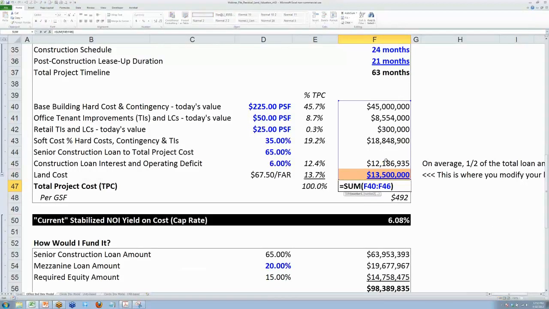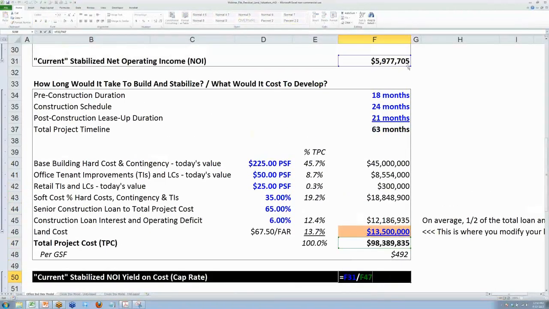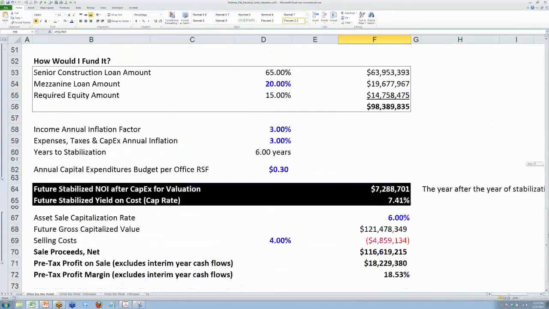And so when we sum all of these project costs up, this is a $100 million building to build and buy the land, which is roughly $500 a foot. And so if we take that NOI that we had assumed of $6 million and divide it by $100 million, it's a roughly 6% current cap rate. NOI yield on cost. That's the NOI divided by that total project cost. All those numbers seem to make sense to us. Now, let's keep that in mind.